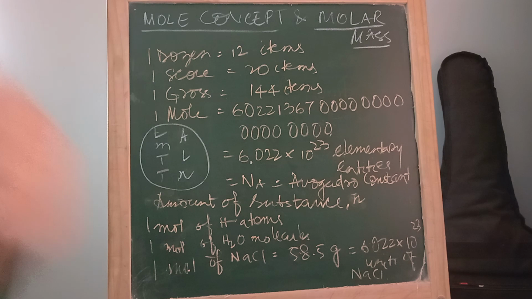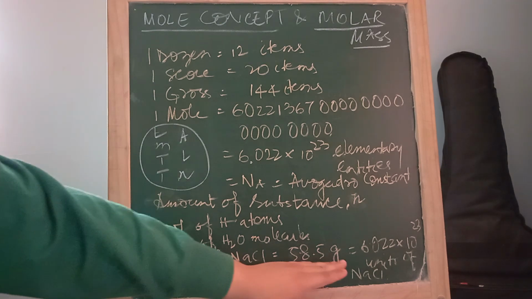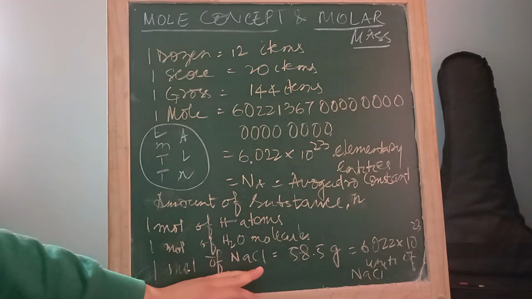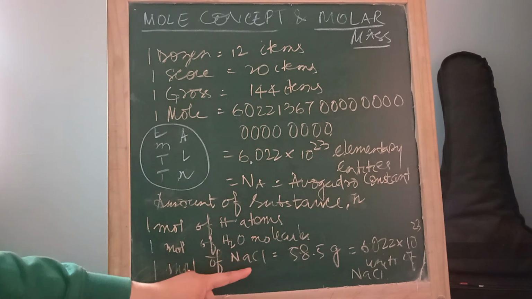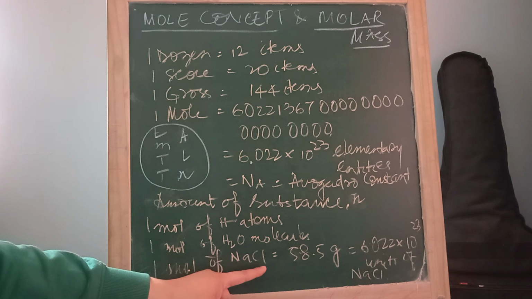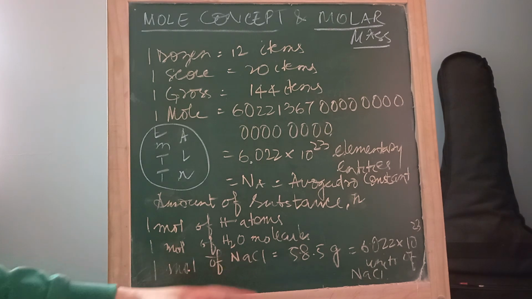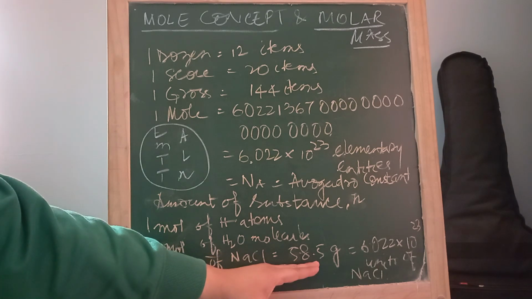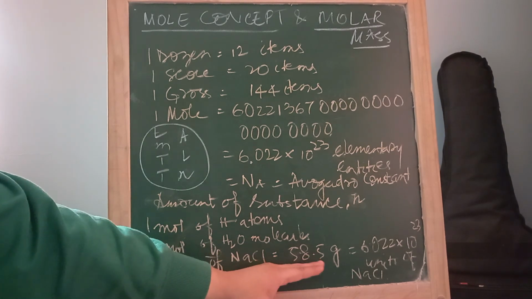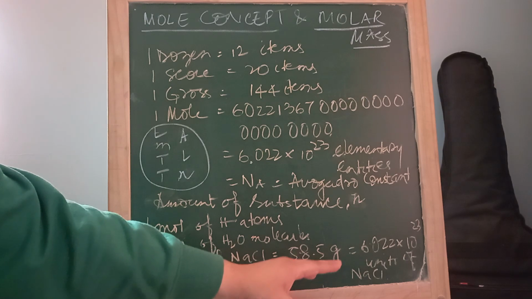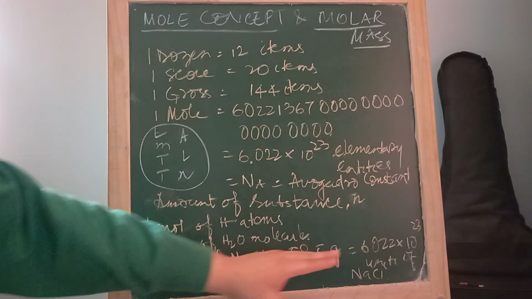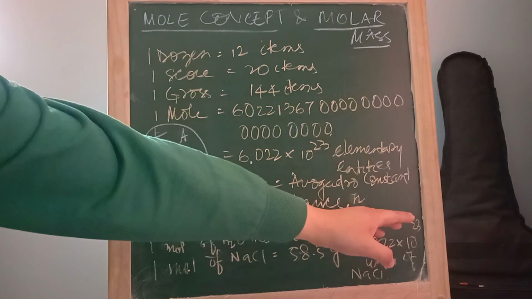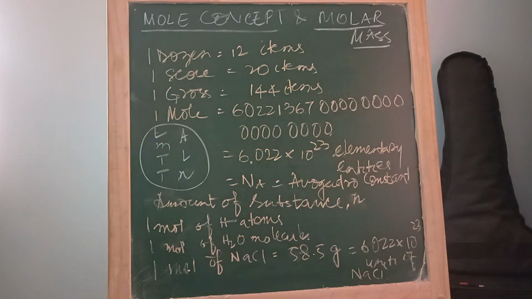For example, the molar mass of sodium chloride is 58.5 gram. Why? Because the formula mass of sodium chloride is 58.5 u. The atomic mass of sodium is 23 and that of chlorine is 35.5, that is 58.5 u, the formula mass of sodium chloride. And the molar mass will be numerically the same, 58.5, but with the unit gram. And how many entities will be there in 1 mole of NaCl? It will be 6.022 into 10 to the power 23 entities.